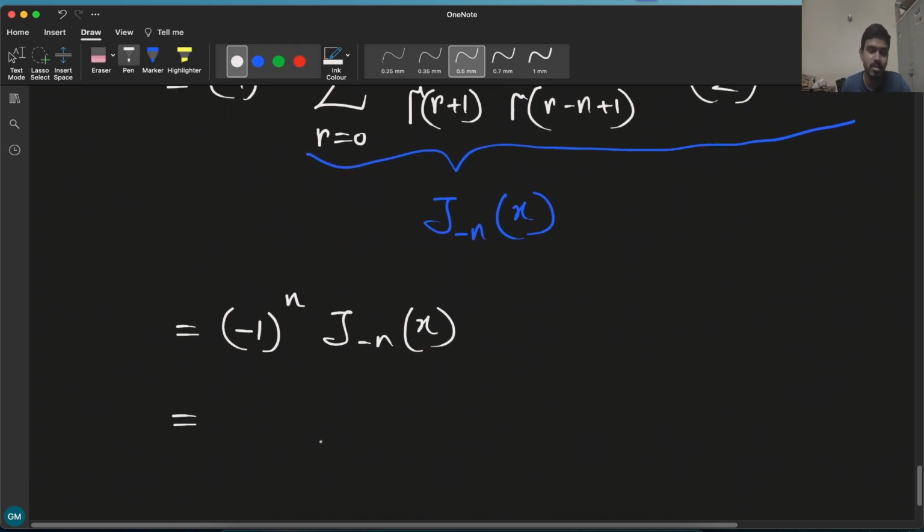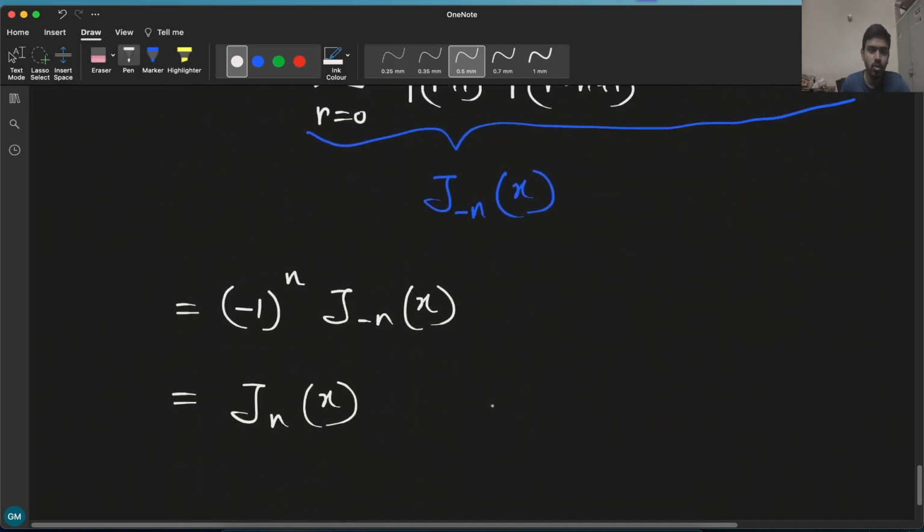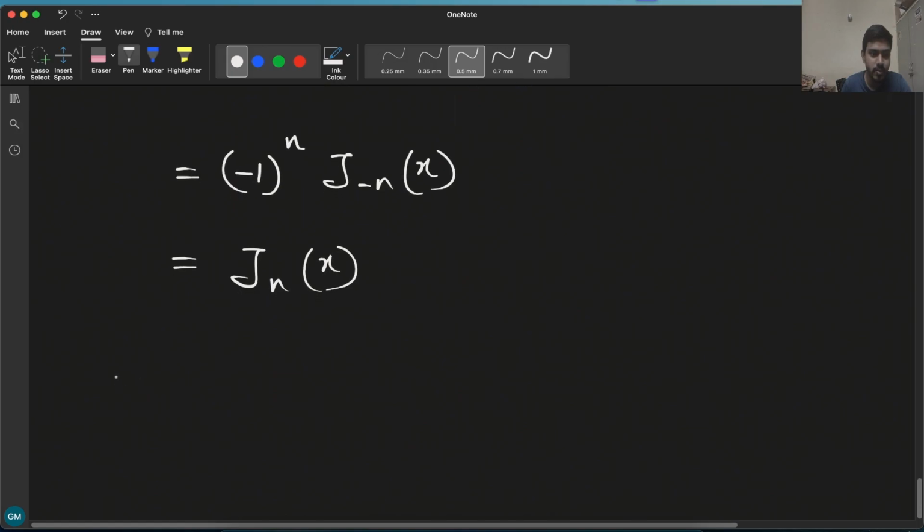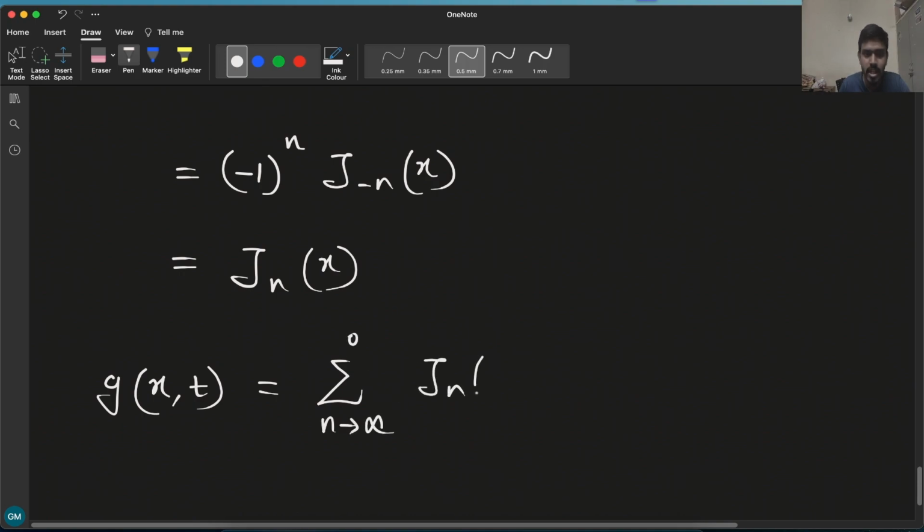And now in the previous class I showed that this is the same as J n x when n is an integer. So what we showed is that this g of x t, the generating function that we introduced in the beginning of the class, equals the sum over n from minus infinity to 0 of J n x t to the power n, for n less than or equal to 0. And this is the second half of the proof.